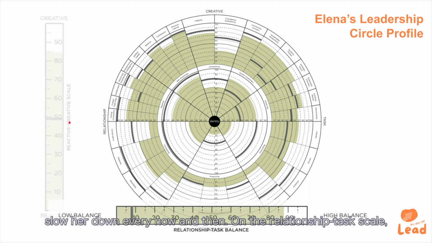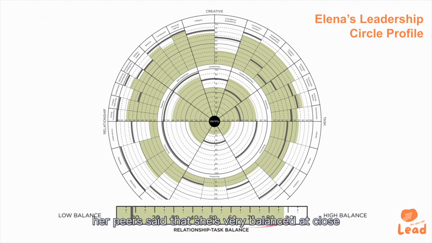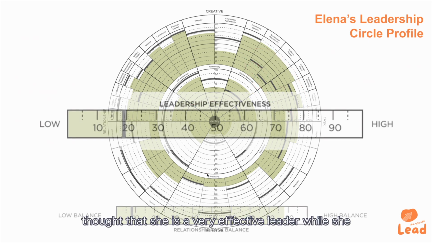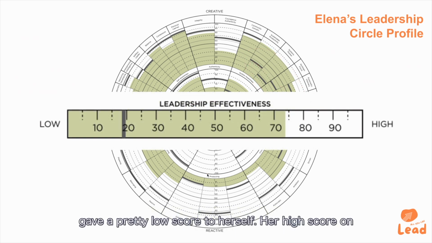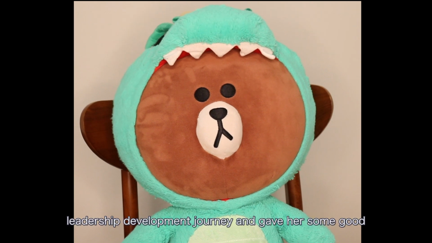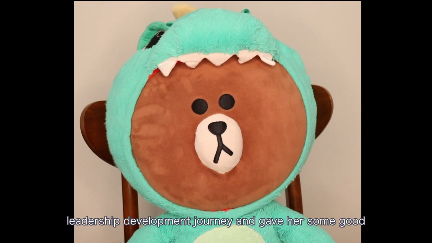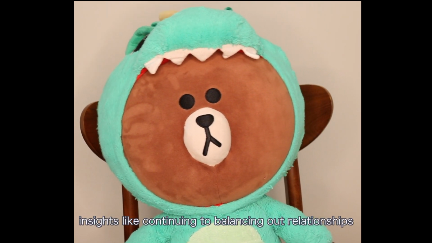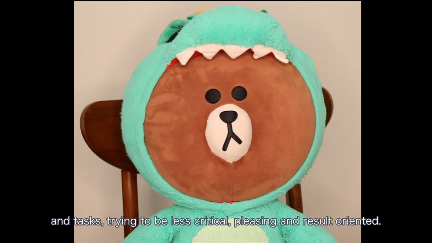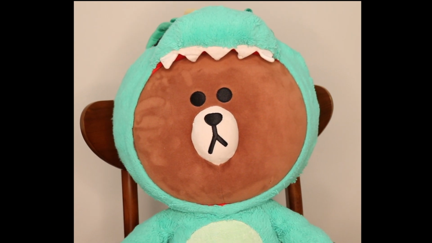On the relationship task scale, her peers said that she's very balanced at close to 90 percentile, but she saw that she orients heavily towards relationships and tasks. Overall, her peers thought that she is a very effective leader, while she gave a pretty low score to herself. Her high score on critical dimension further validated this point. This assessment basically showed where she was in a leadership development journey and gave her some good insights like continuing to balancing out relationships and tasks, trying to be less critical, pleasing, and result-oriented.